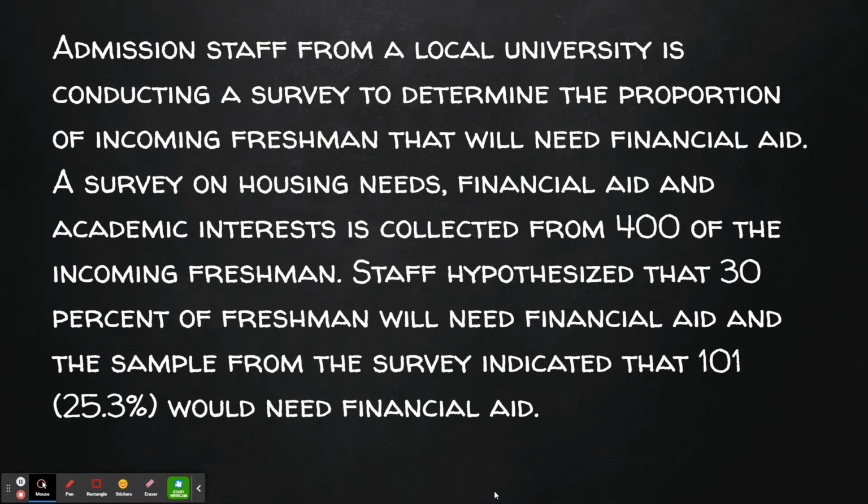Admissions staff from a local university is conducting a survey to determine the proportion of incoming freshmen that will need financial aid. A survey on housing needs, financial aid, and academic interest is collected from 400 of the incoming freshmen. Staff hypothesized that 30% of freshmen will need financial aid, and the sample from the survey indicated that 101 would need financial aid.